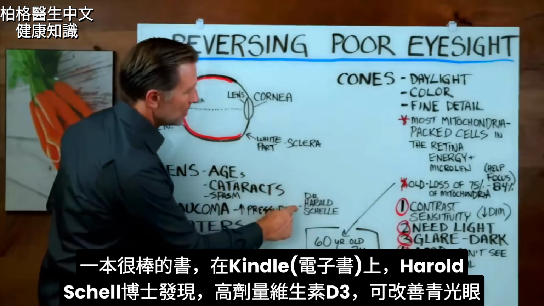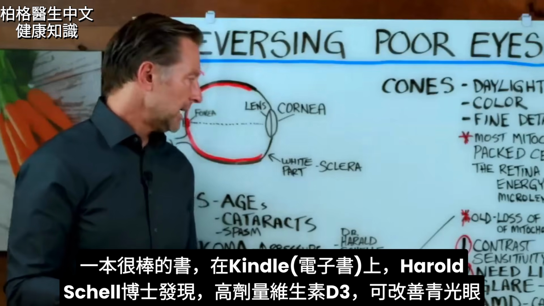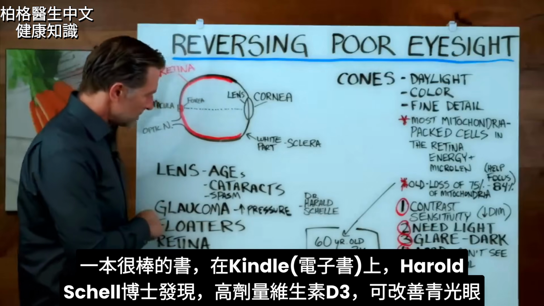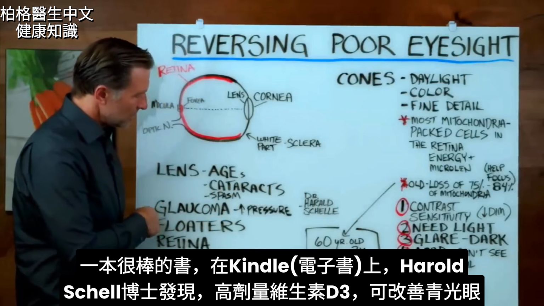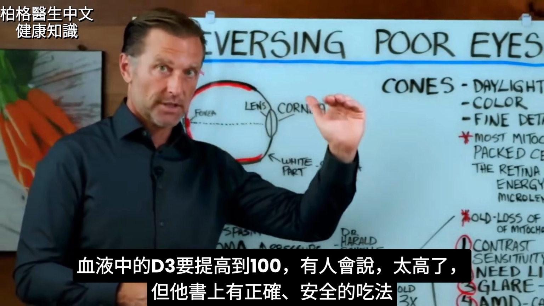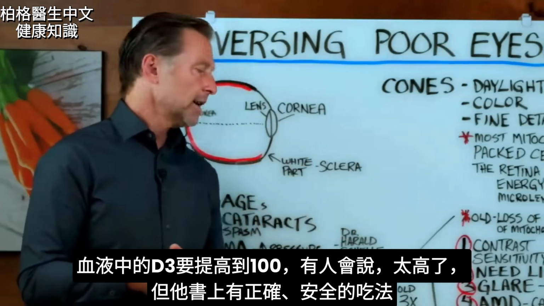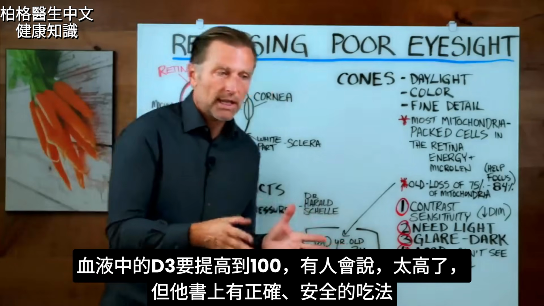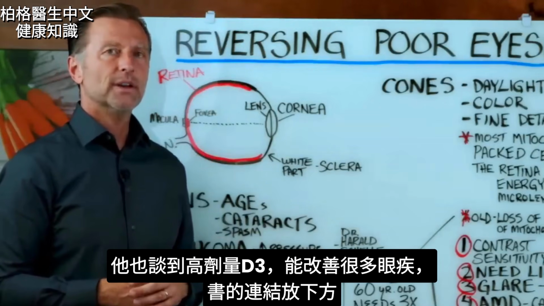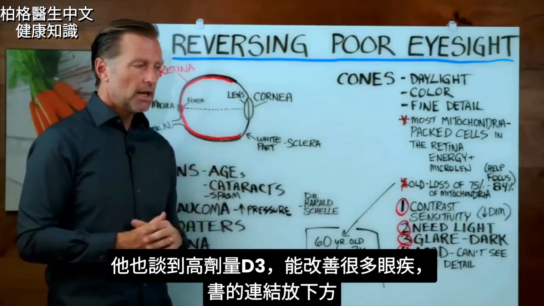I want to mention another great, amazing book that's really hard to find. I think you can only find it on Kindle. The author is Dr. Harold Shell, and he found that high doses of vitamin D3 can reverse glaucoma, but you have to get your blood levels up to like 100, okay? Now, for some people, that's like, oh my gosh, that's way too much. But if you read his book, it's fascinating because he gets into how to do it correctly, how to do it safely. And he also talks about a lot of other eye problems that can be improved with higher doses of vitamin D3. It's a fascinating read. I will put a link down below of that book.